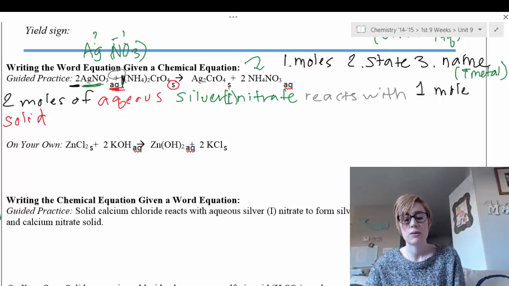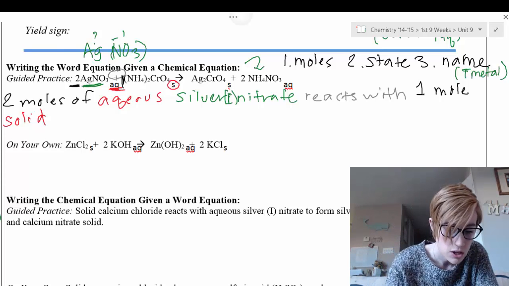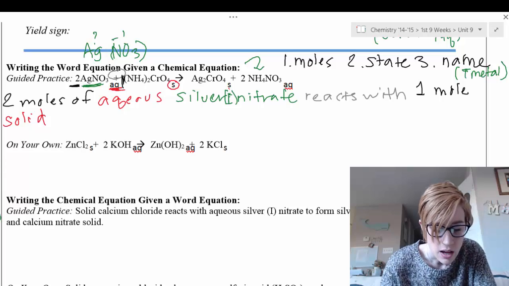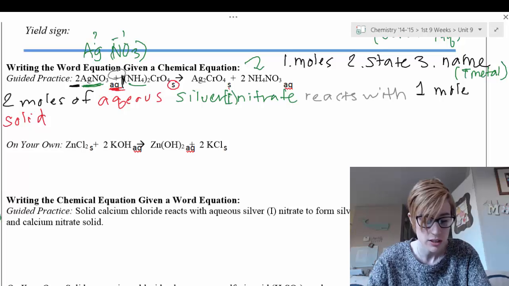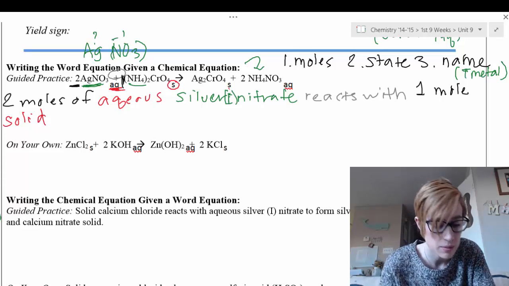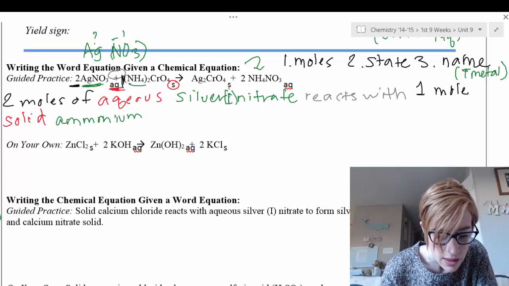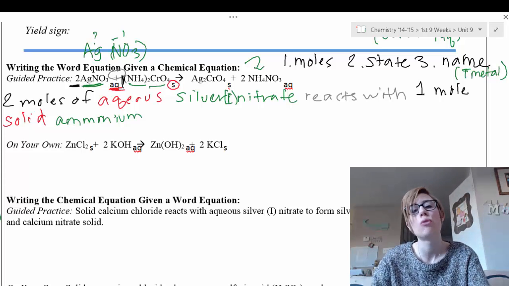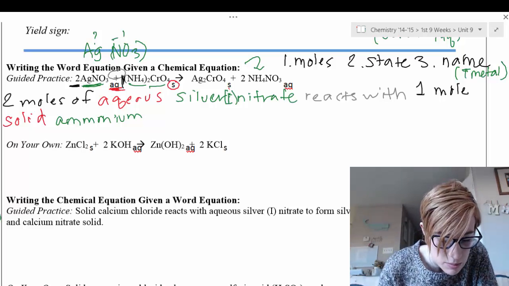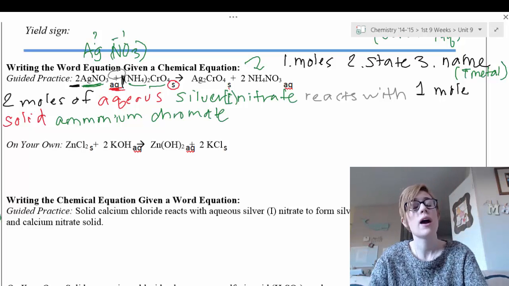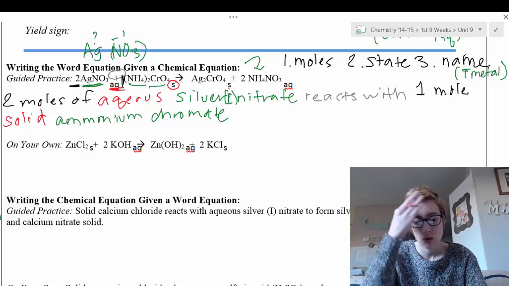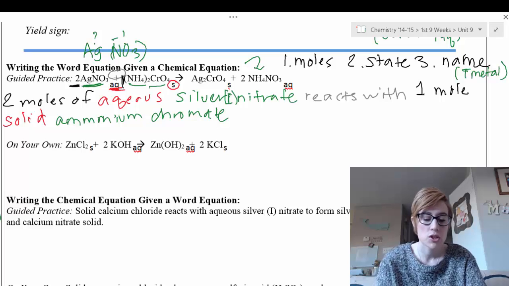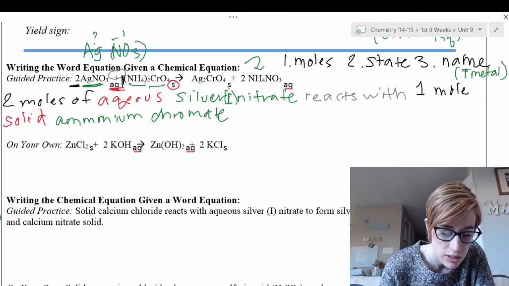Now, what's my third step? It's to write the name. I have to look this up on the polyatomic chart. NH4 stands for ammonium, so I write ammonium. And then this part here, CrO4, I have to again look on the polyatomic chart. Its name is chromate. Remember, if you ever have polyatomics, you just name them, okay? So ammonium chromate. And now I come to another symbol, and this symbol is the arrow.